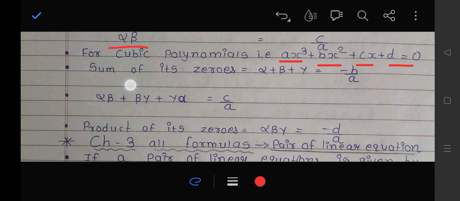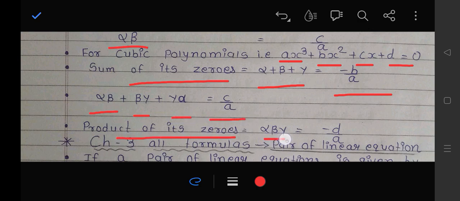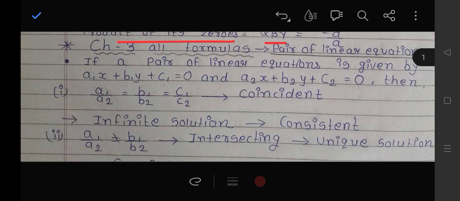For cubic polynomials, that is ax cube plus bx square plus cx plus d is equal to 0, the sum of its zeros alpha plus beta plus gamma is equal to minus b by a. Alpha beta plus beta gamma plus gamma alpha is equal to c by a. The product of its zeros, alpha beta gamma, is equal to minus d by a.